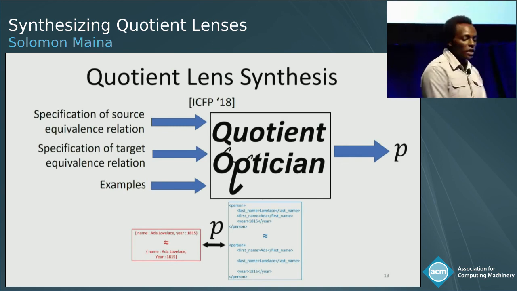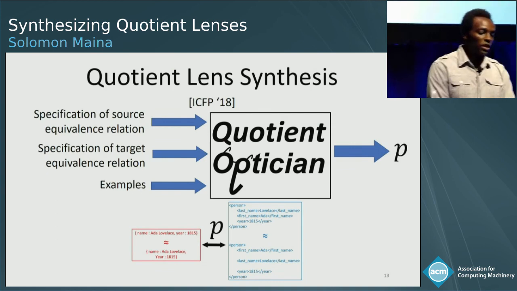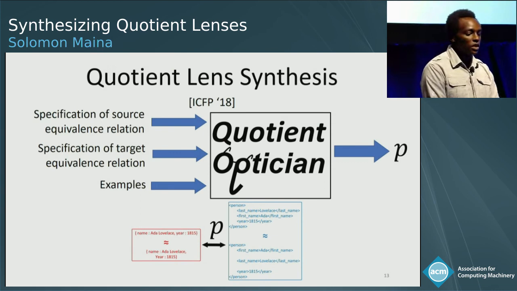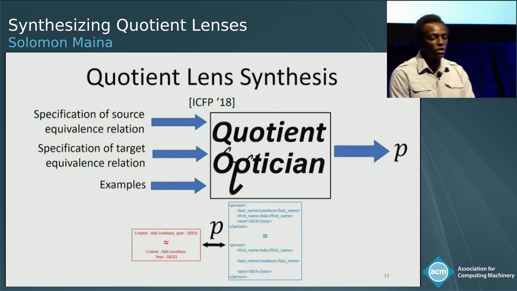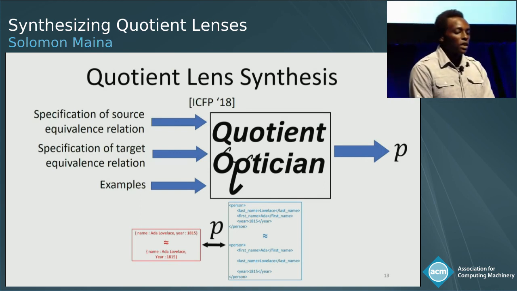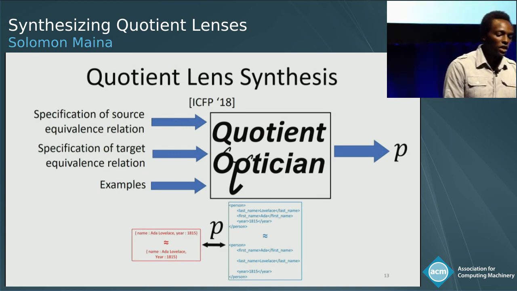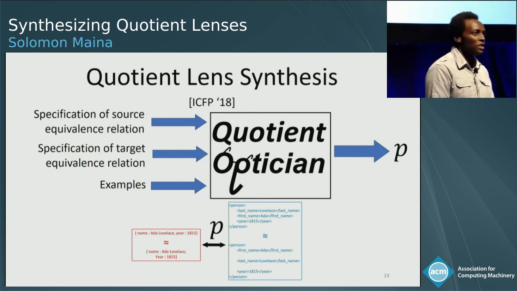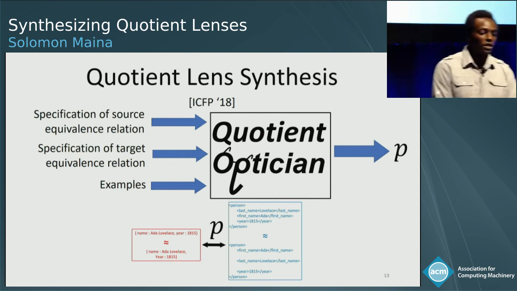The way that our synthesis tool for quotient lenses works is the programmer specifies the source equivalence relation and the target equivalence relation and provides a set of examples. If the synthesis task succeeds, then we get a bijection between the equivalence classes that satisfies the examples. So this is the content of our talk.